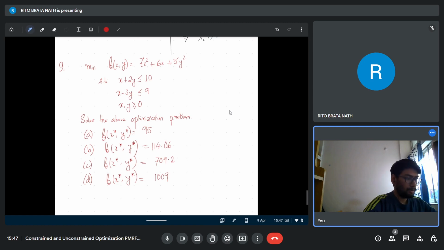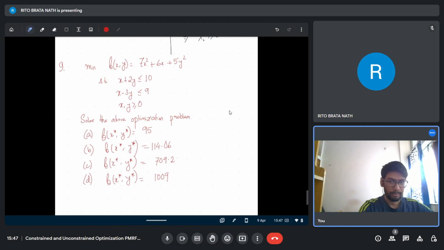Okay, so the issue in this problem is you can notice if you put it as 0, 0, the origin, then also the constraints are satisfied, and the objective function value that you get is 0, but all the objective function values given in the options are positive. So that means this problem has a flaw. So let me see if I can resolve it some way or the other.